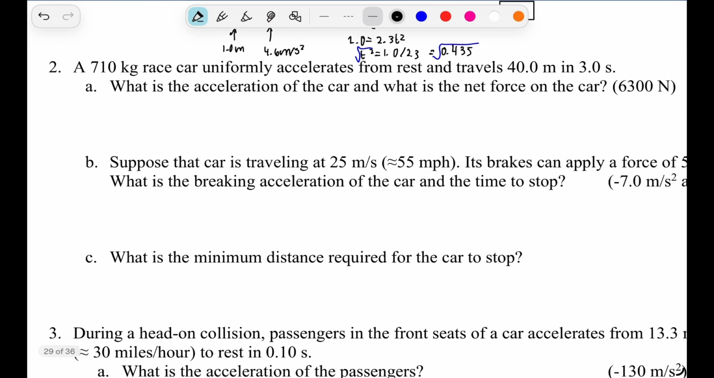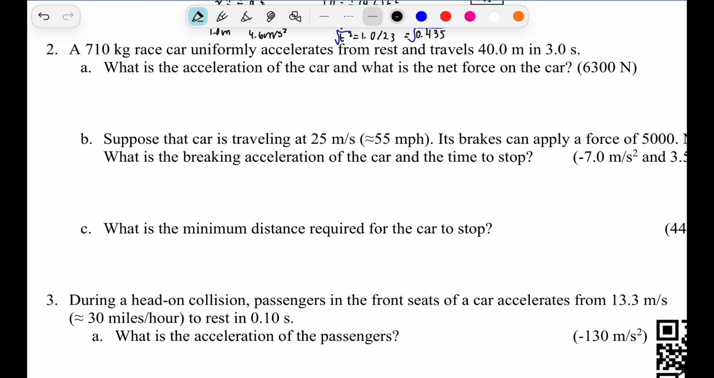A 710 kilogram car uniformly accelerates from rest and travels 40 meters in 3 seconds. What is the acceleration of the car and what is the net force on the car? So, given that our mass is 710 kilograms, given that x is equal to 40.0 meters, and t is equal to 3.0 seconds, we also know that it starts from rest, so our initial velocity is equal to 0. We can use our kinematics formula.